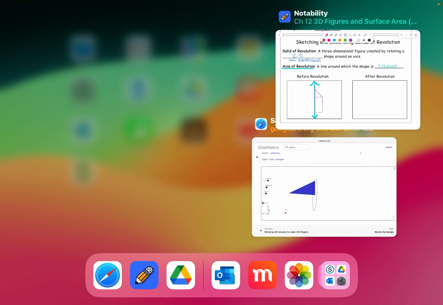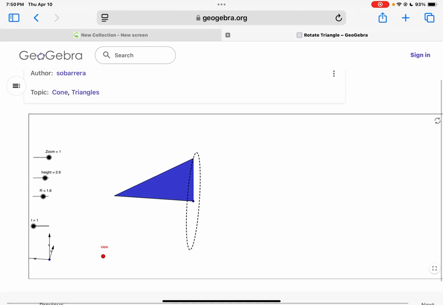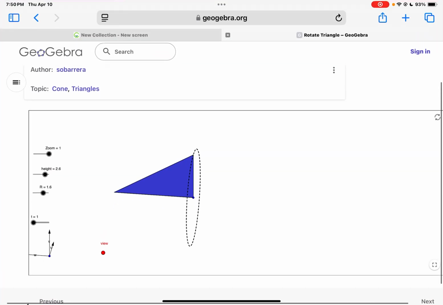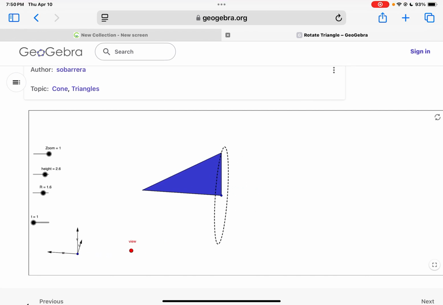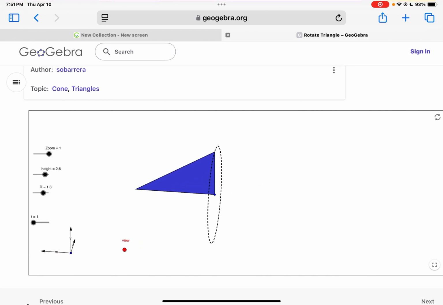So I'm going to go to this GeoGebra. I'm going to link it in Schoology. Okay, do we see our axis of rotation? I don't think I can slide it or anything, but it's the height of this triangle, so that middle line that we're looking at. When I change this T1, it's going to rotate it around the axis. Do we see it rotating?